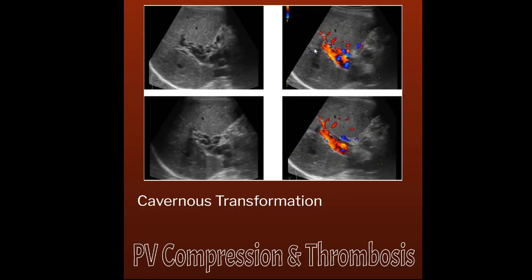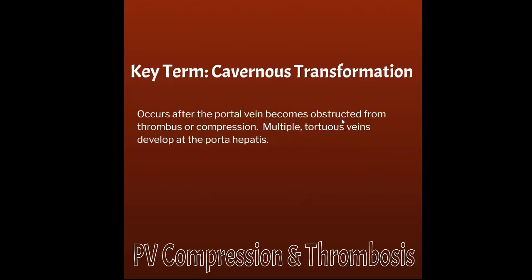So again, it's just a way for the blood to figure out, how do I get blood out of here into a spot that maybe it can do something more than what the liver can accept. And so we see extra vessels to kind of hold on to that extra blood. So again, cavernous transformation refers to the portal vein becoming obstructed, either by thrombus or by compression, and then multiple tortuous veins develop at the porta hepatis.